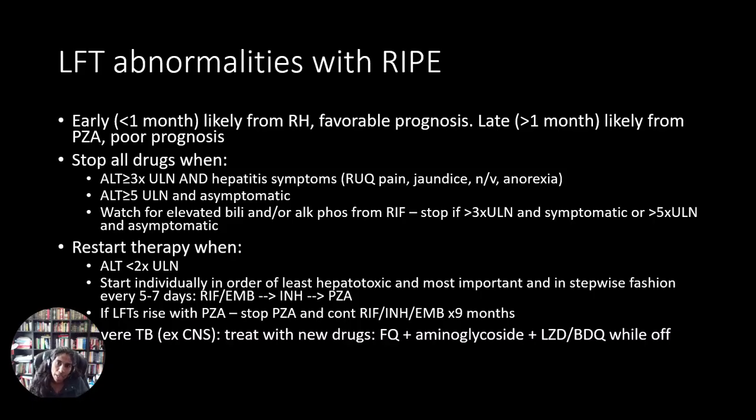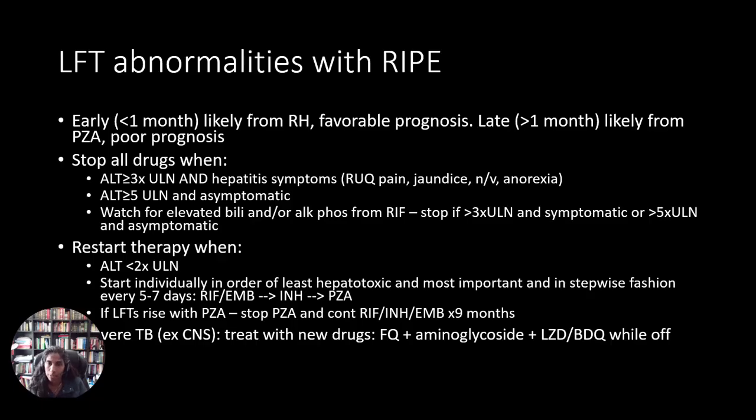So if LFT abnormalities are seen with RIPE during the intensive phase, usually if they occur early on within 1 month of starting treatment, this is typically from either rifampin or INH, and this carries a favorable prognosis. If these LFT abnormalities are seen later in treatment, greater than 1 month, it's likely from pyrazinamide, and this portends a more poor prognosis. So we recommend stopping all drugs when the LFT abnormalities are greater than or equal to 3 times the upper limit of normal and someone has hepatitis symptoms.